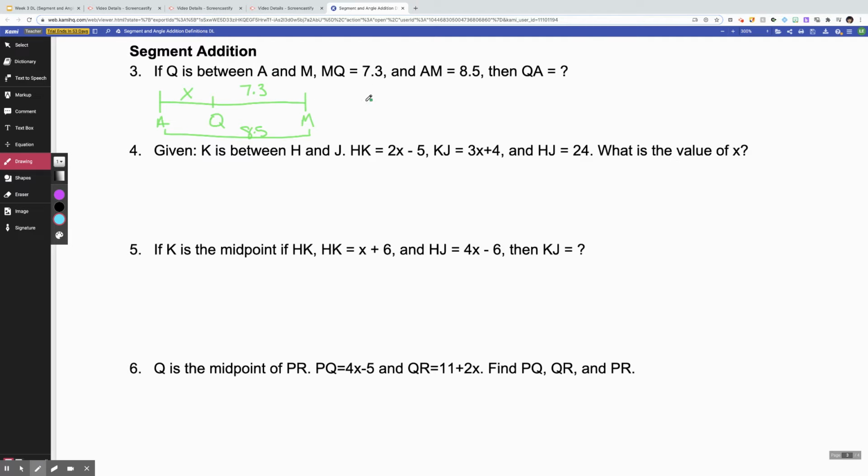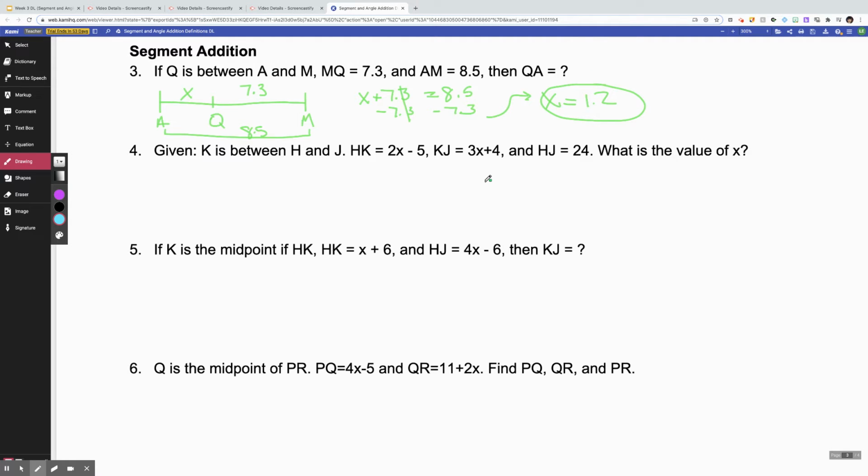So I just need to do some subtraction here, because I have x plus 7.3 has to equal 8.5. That's part plus part equals whole. I'm just going to subtract 7.3 from both sides. So I get that x is equal to 1.2. And that's it, that's my answer.